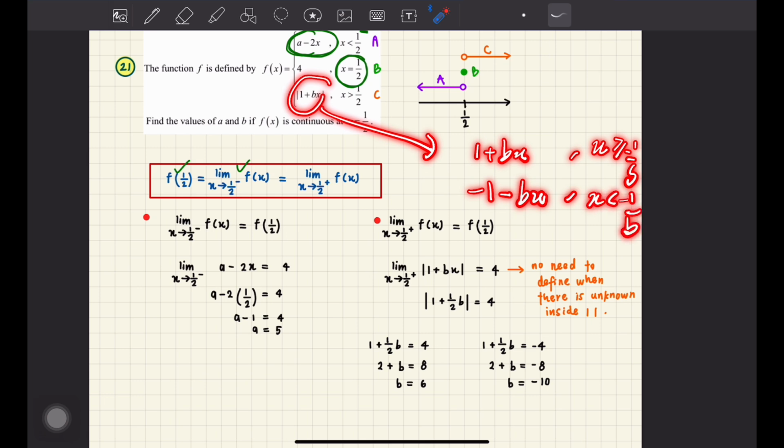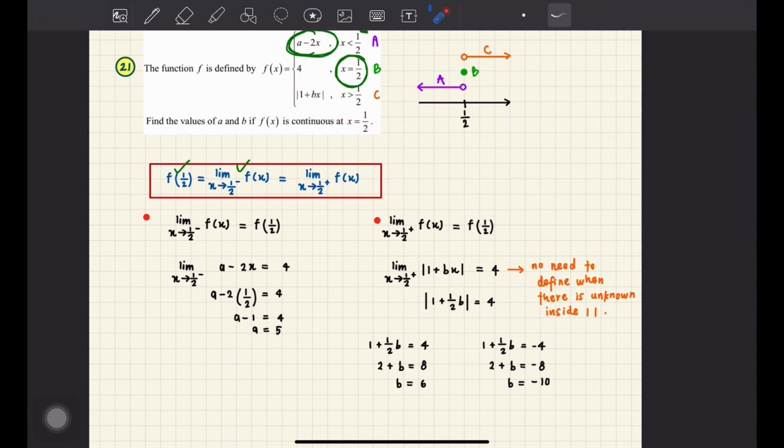Okay, this is correct if we have no unknown, but in this case we have an unknown inside our modulus. Okay, we have the unknown b, so when you see an unknown, you don't have to define. Make a note in your tutorial later: no need to define when there is an unknown inside the modulus. If there is an unknown, no need to define; if there is none, you can define, in fact you must. So for this question, what we do is take the modulus as it is here, then substitute the value of 1/2 here. Okay, so now we have it in this form. Right, and then what we are going to do right now is just solve an absolute equation.